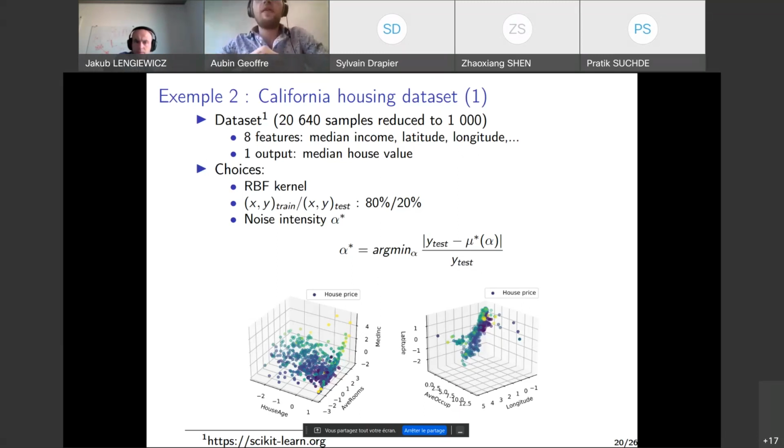We have found that there was a huge dependency of feature selection on the noise intensity. So we have decided to set this noise intensity as the one that minimizes the error between the test data and the mean prediction. Here is the assumption we have made. It's kind of questionable somehow, but we've decided to set it like this. So here are the results.